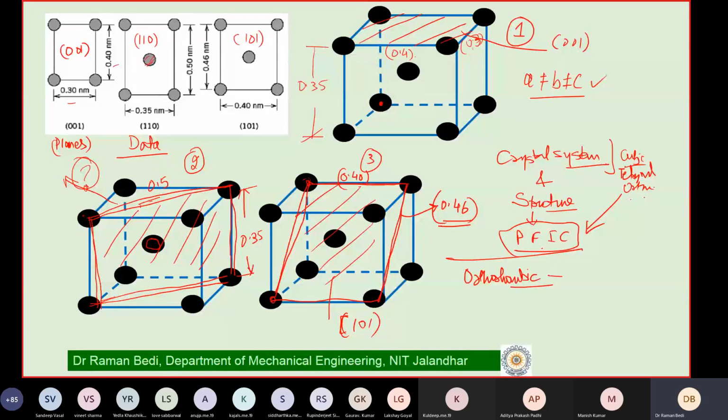Which one? Sir, body centered. Yes, body centered. I is actually written as body centered. So this crystal structure then happens to be orthorhombic I, or body centered orthorhombic.